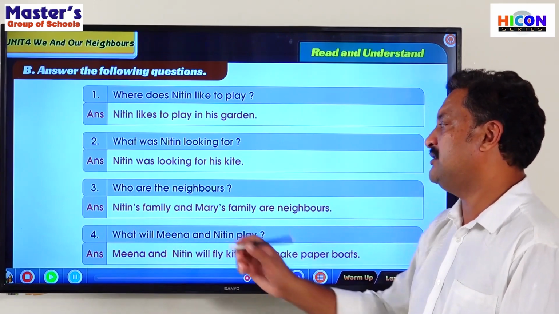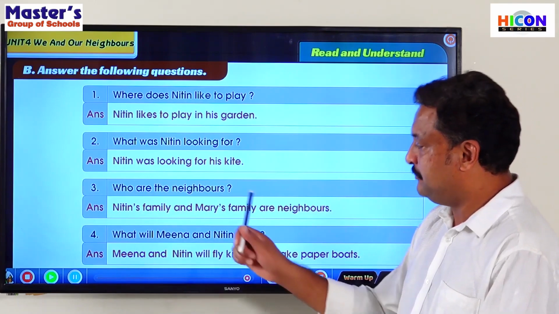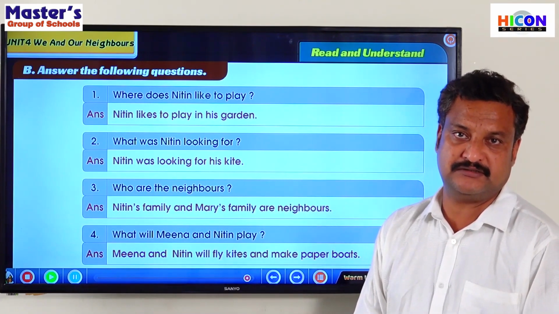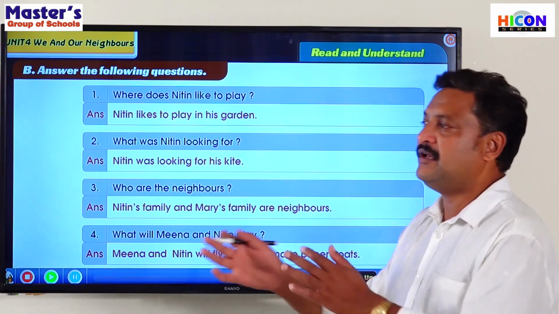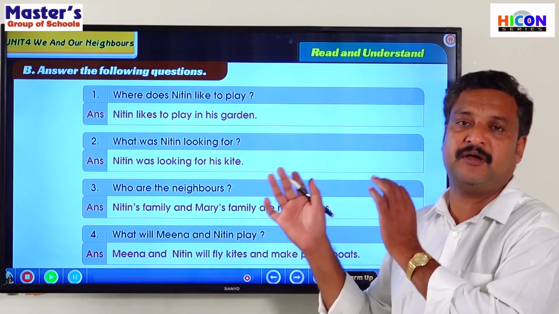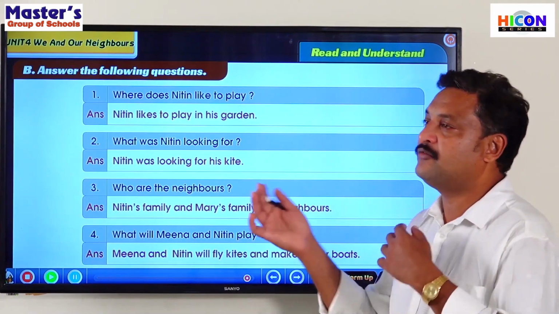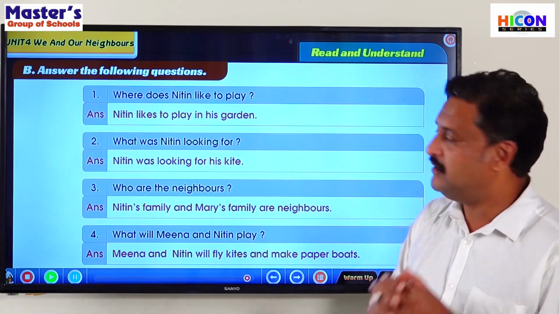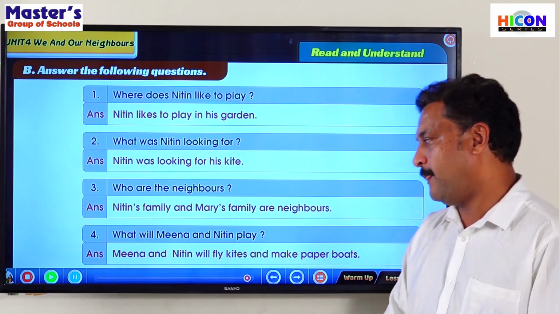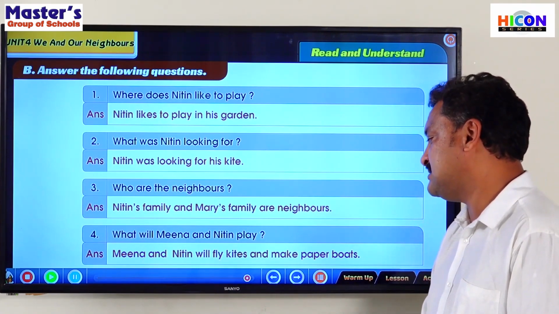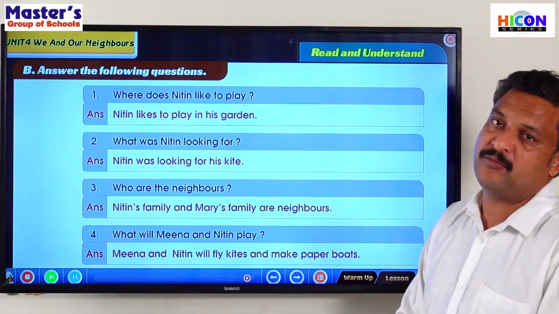Third one, who are the neighbors? Nitin's family and Meena's family are neighbors, because Meena's family came into the house which was close to there for a long time, isn't it? So now they have come over there and they become the neighbors. Fourth question. What will Meena and Nitin play? Meena and Nitin will fly kites and make paper boats. So they can fly kites and they can make paper boats also.